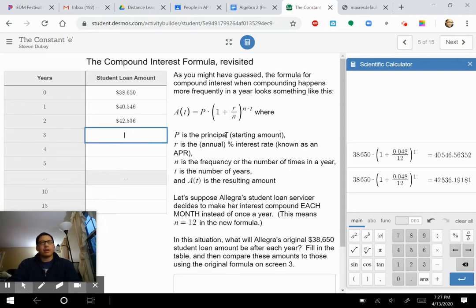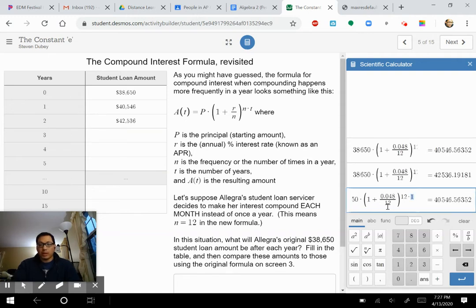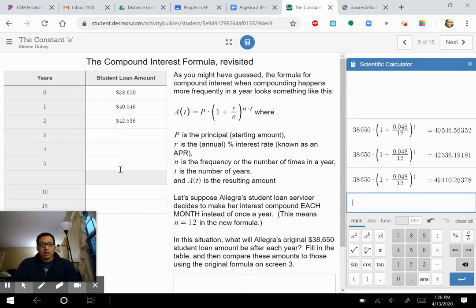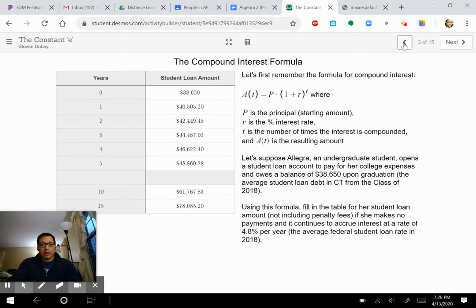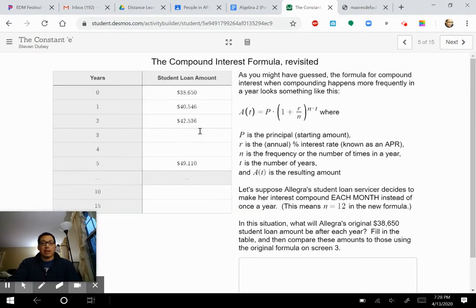I should have had a chart side by side after this. Okay, and we can keep going. Let's skip down to maybe 5. We'll compare this. So 12 times a year for 5 years. Now she's going to owe 49,110. And I can go back and compare that to what we had before. After 5 years, happening once a year, she owed 48,000. Now happening monthly after 5 years, it's 49,000. It's a couple $100 more.